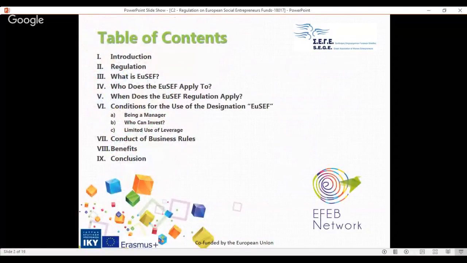Today we're going to have a look at, first we'll make an introduction, then we'll have a look at the regulation for the fund. What is a European Social Entrepreneurs Fund? Who does the European Social Entrepreneurs Fund apply to? When does the European Social Entrepreneurs Fund regulation apply? The conditions for the use of the designation of European Social Entrepreneurs Fund. So being a manager, who can invest, and the limited use of leverage. And finally, conduct of business rules, the benefits, and the conclusion.